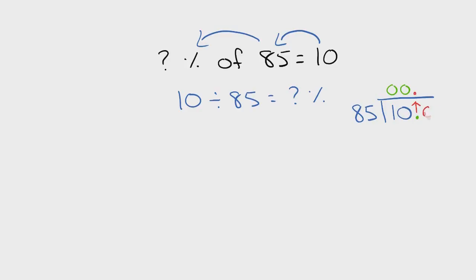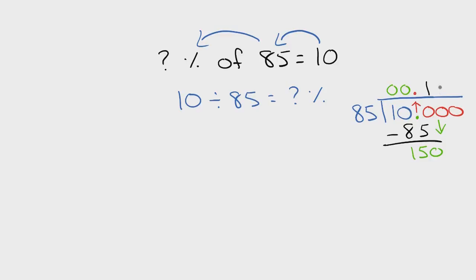And this allows us to add a few zeros. I think I'll add 3 of them so we can continue dividing. Alrighty, 85 goes into 100 one time. 1 times 85 is 85. I subtract, I get 15. I bring down the next 0, and I get 150.